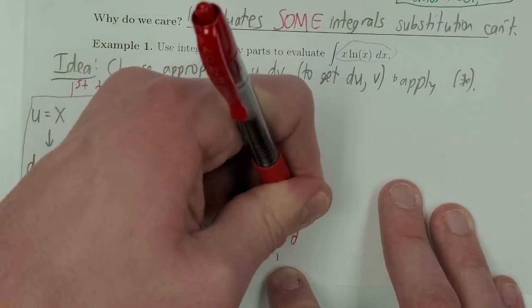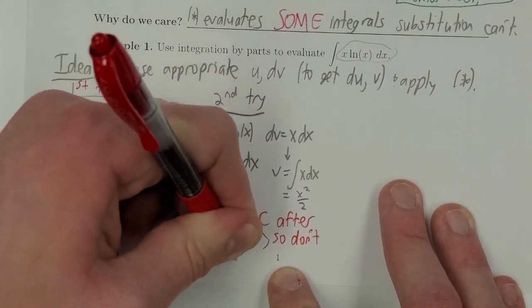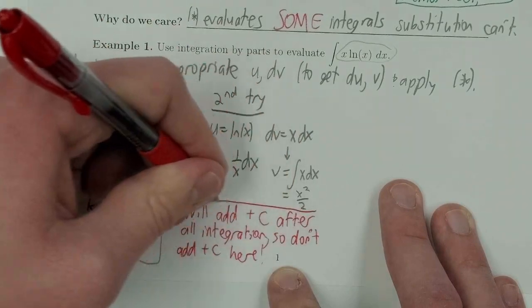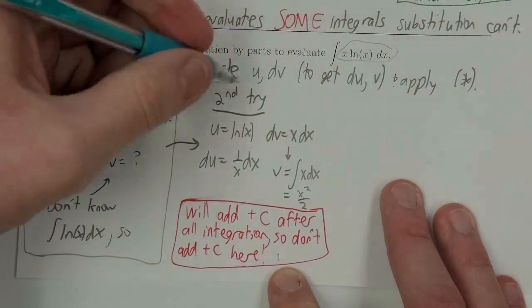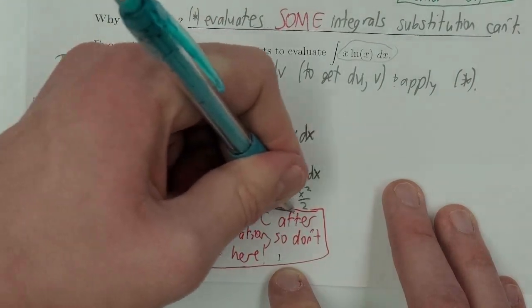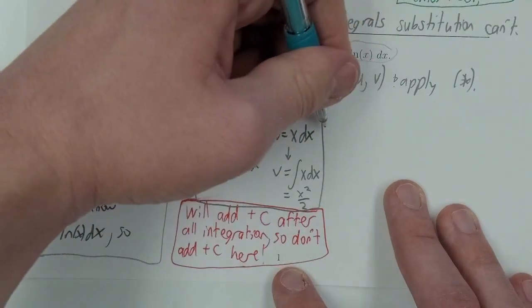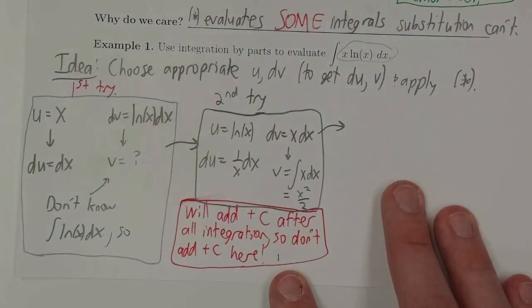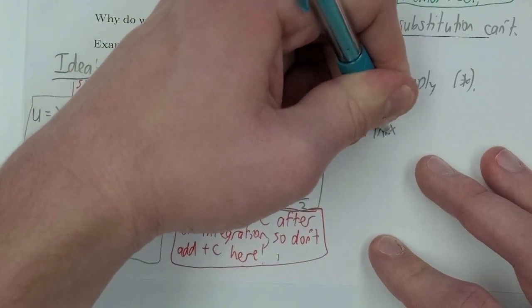So don't add plus c here. Okay? So go ahead and box everything in. So now here's what happens. Now we have x times natural log of x dx.